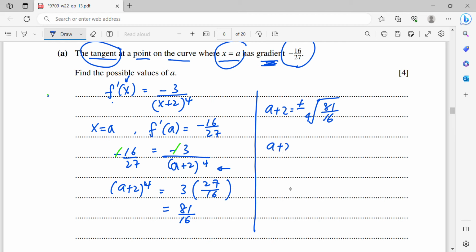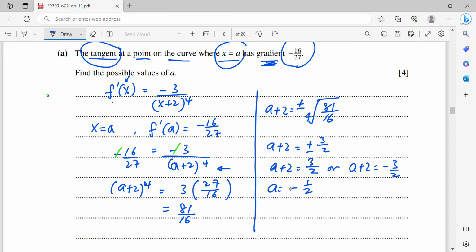So now I will get a plus 2 is plus minus fourth root of this, which is going to be 9 over 4. So now we split it into two values, one plus and one minus. A plus 2 equals 9 over 4, or a plus 2 equals negative 9 over 4. So your a is going to be 9 over 4 minus 2, and you will get negative half. Oh, sorry, the fourth root of 81 over 16 is not 9 over 4, because 9 over 4 is the square root. So here I'm getting 3 over 2, when you count. So here is going to be 3 over 2, here is 3 over 2.